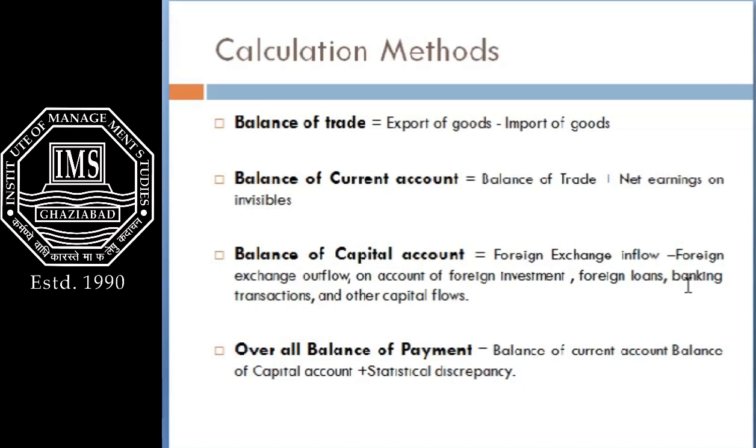Balance of trade is simply export of goods minus import of goods. Balance of current account is, obviously, balance of trade plus net earnings on invisibles, which we have already discussed. Balance of capital account is foreign exchange inflow minus foreign exchange outflow on account of foreign investment, foreign loans, banking transactions, and other capital flows. Overall balance of payments is equal to the balance of current account plus balance of capital account plus statistical discrepancies. Statistical discrepancies, yes, while collecting the data, you'll get these numbers.